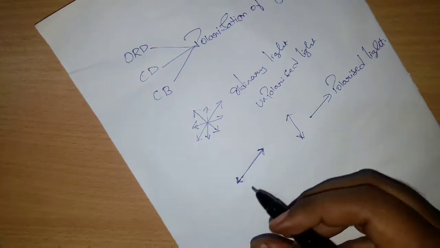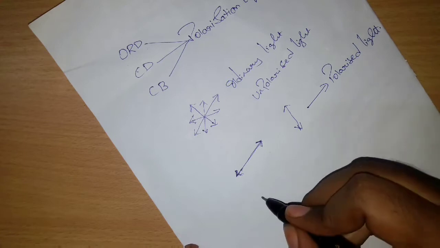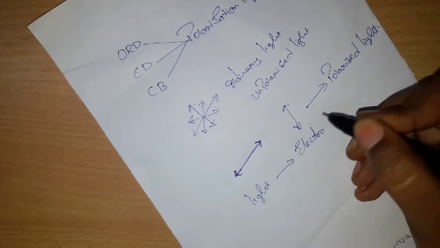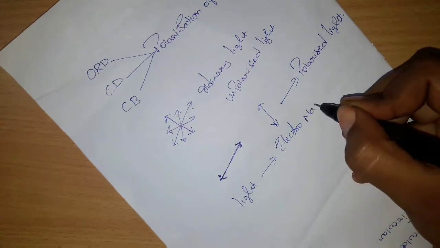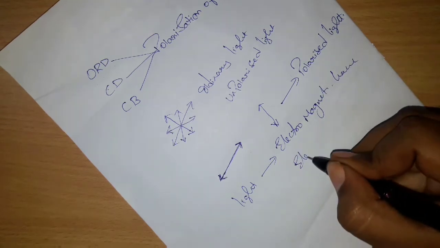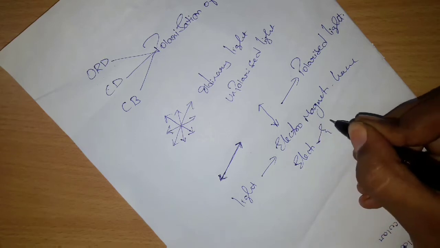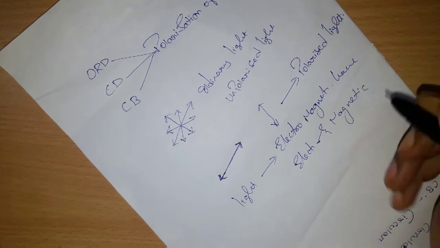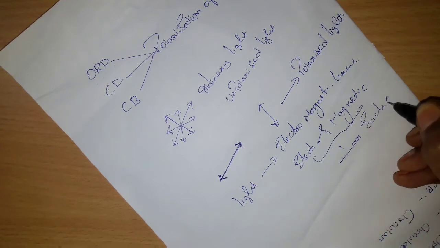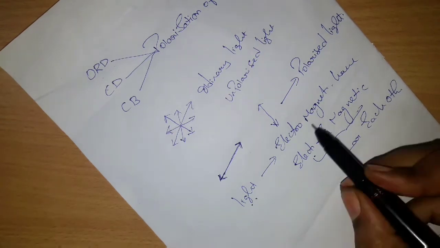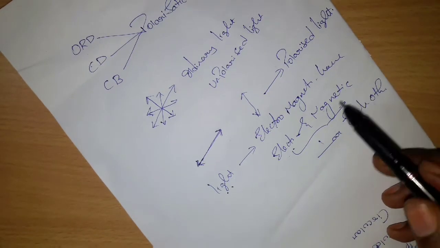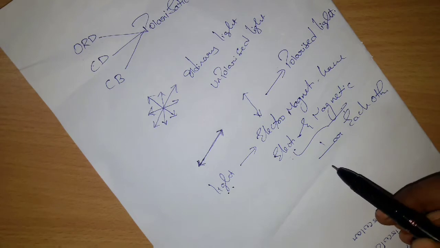As we all know, light is a form of electromagnetic wave. It has both an electrical component and a magnetic component. Both these electric and magnetic components are perpendicular to each other. Light is in the form of electromagnetic wave, and it has an electric component and a magnetic component, and both are perpendicular to each other.